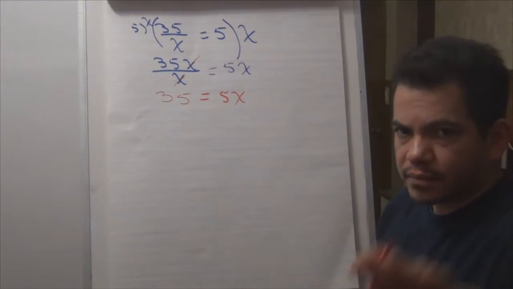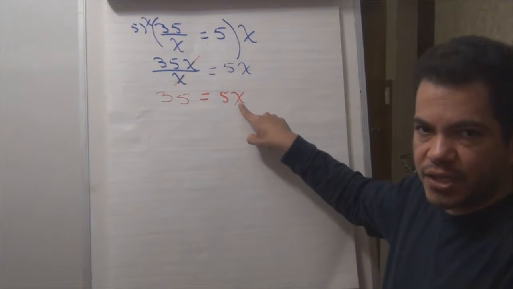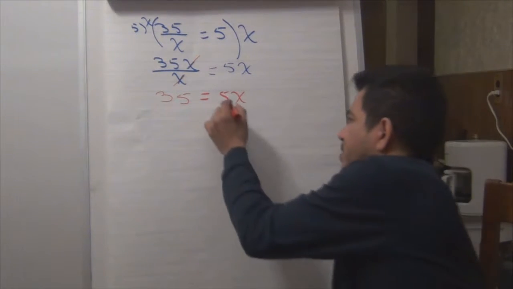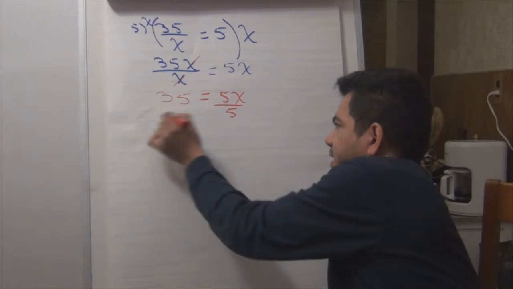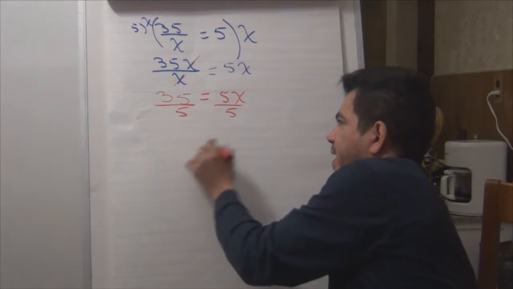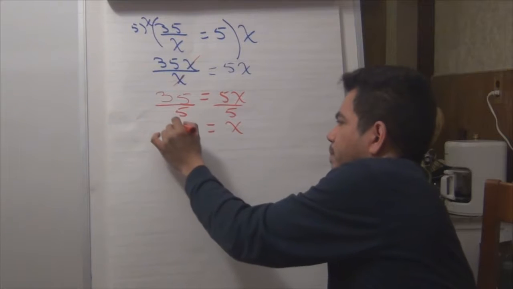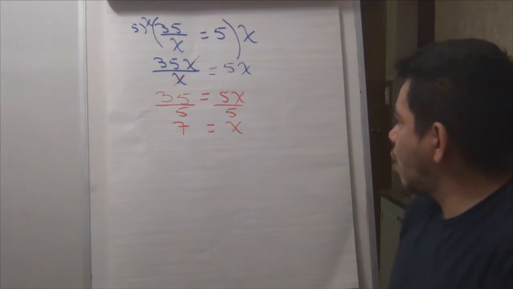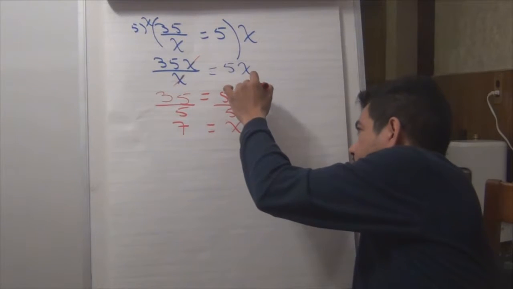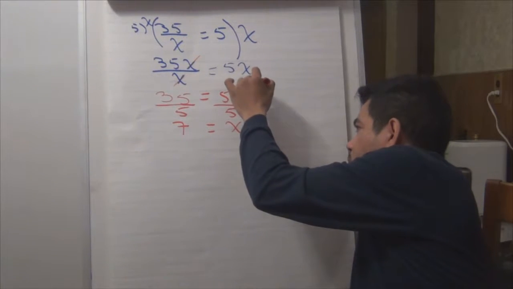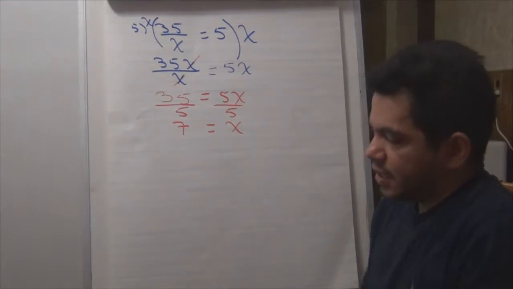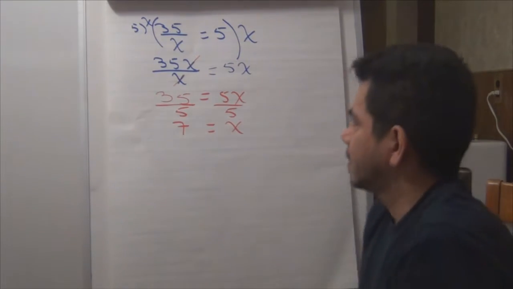And now, remember, the idea is to leave the variable by itself. So 5 is multiplying x, so I'm just gonna divide by 5. Okay? And x is 7. Cool? Okay. Now, this is number 5. Okay. Let's do another one.